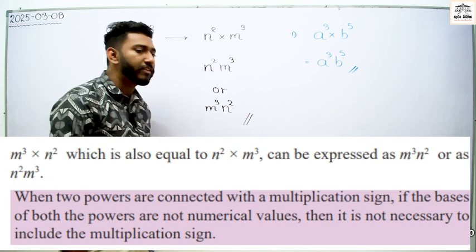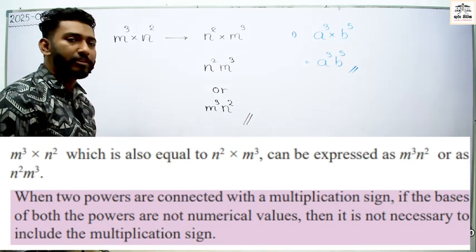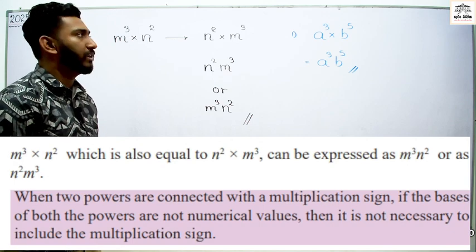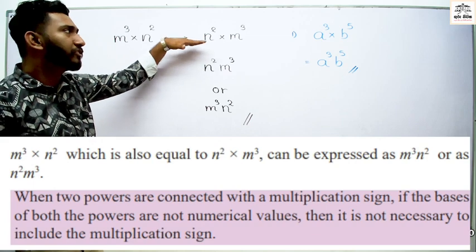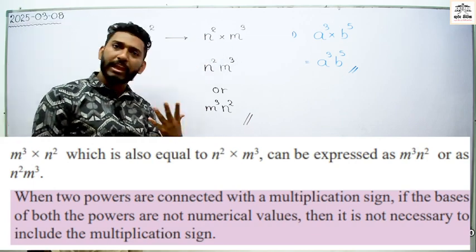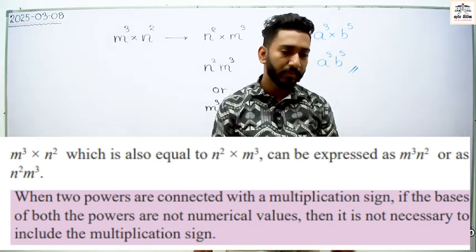Yes, this is the definition, and this is the formal way to represent indices with or without numerical values as bases. The bases are represented as the symbols of algebraic terms: a, b, p, q, m, n, like that.